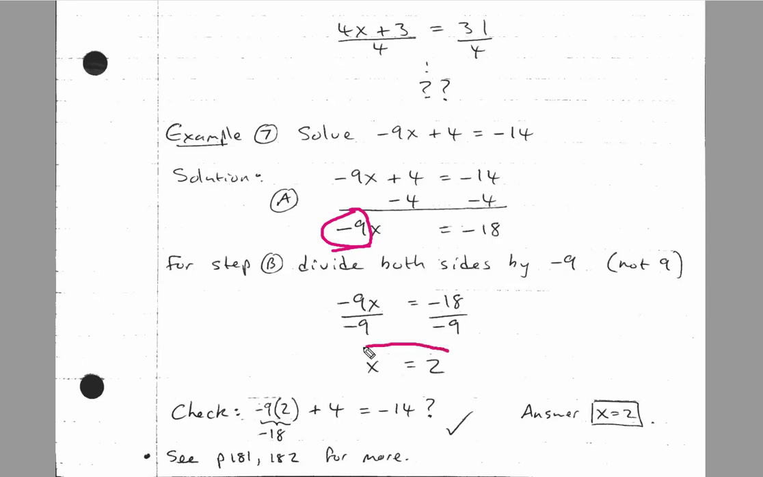Okay, so x equals 2. And double check that in the original. Negative 9 times 2 is negative 18, plus 4 is negative 14. Yep, looks good.